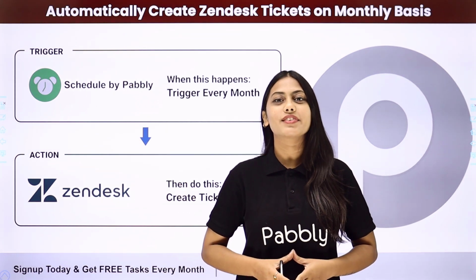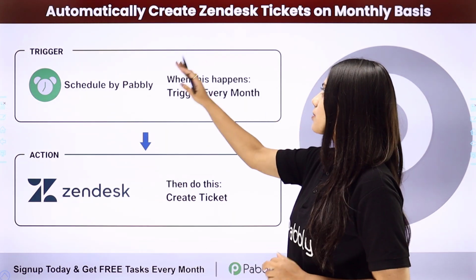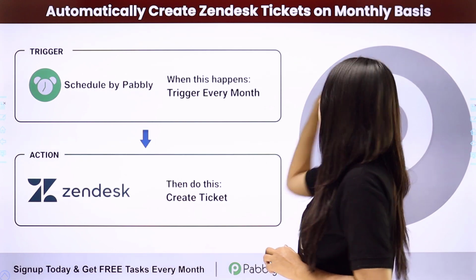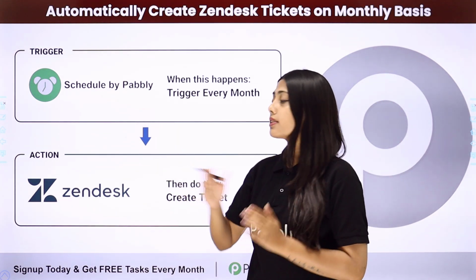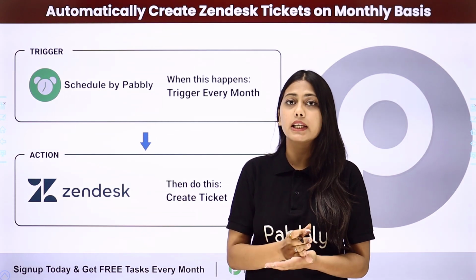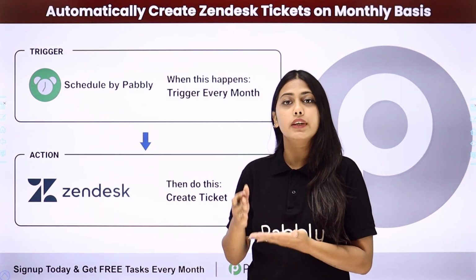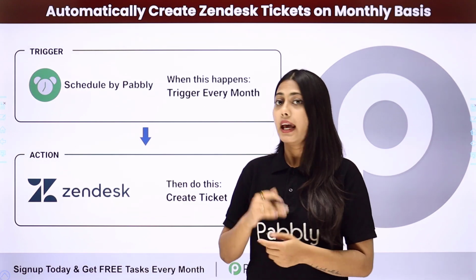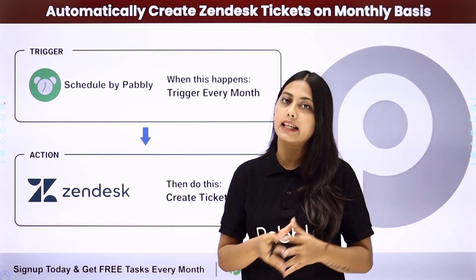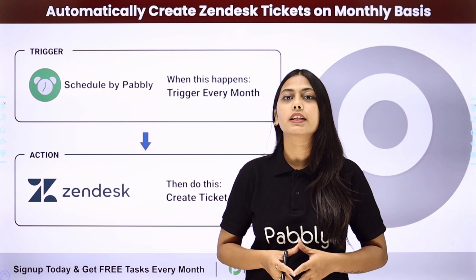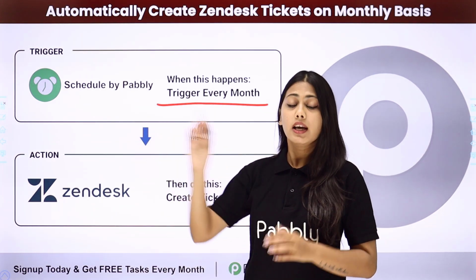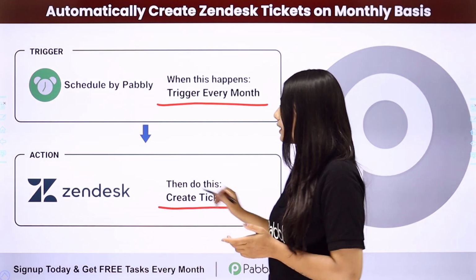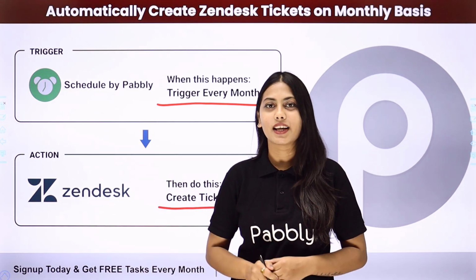Hello everyone, in this video we are going to learn how to automatically create Zendesk tickets on a monthly basis. We are going to learn how to integrate two applications: Schedule by Pabbly at first, which will schedule the creation of a ticket every month without fail, and then Zendesk, where you will be creating a ticket. In this automation that we will be creating using Pabbly Connect, our trigger will be to trigger every month by schedule and our action will be to create a ticket in Zendesk. Let us learn how to do that.